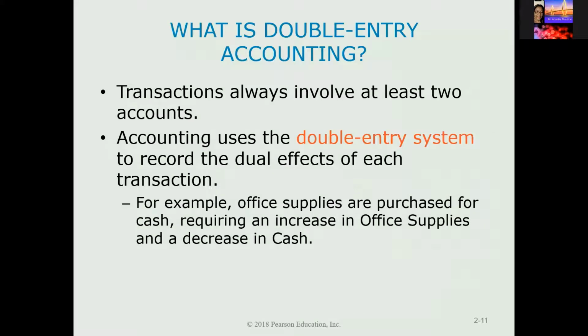So what is double entry accounting? In accounting, the double entry system is used to record the dual effects of every transaction. A transaction would be incomplete if only one side of the transaction were recorded. Recording only one side of the transaction leaves the accounting equation out of balance. So always remember, the accounting equation has to balance. It is assets equal liabilities plus owner's equity.